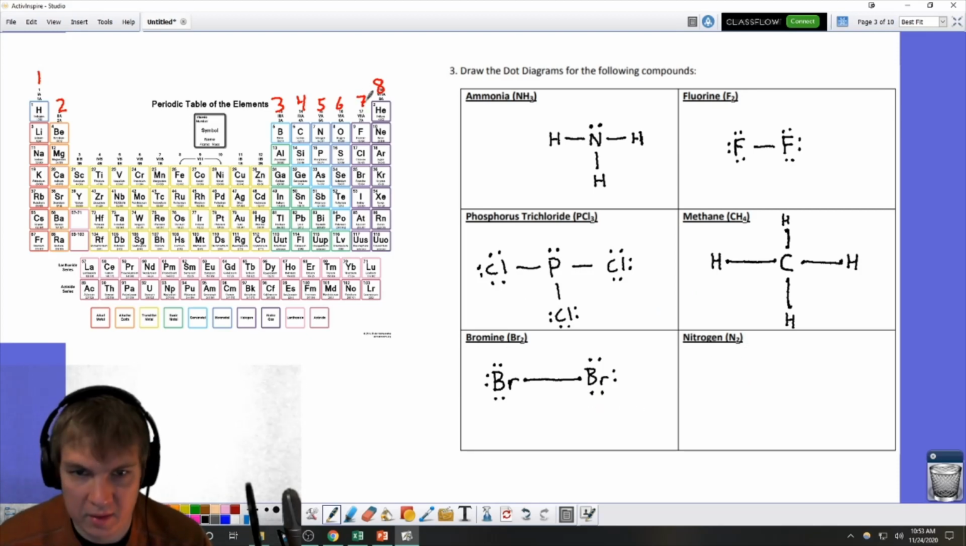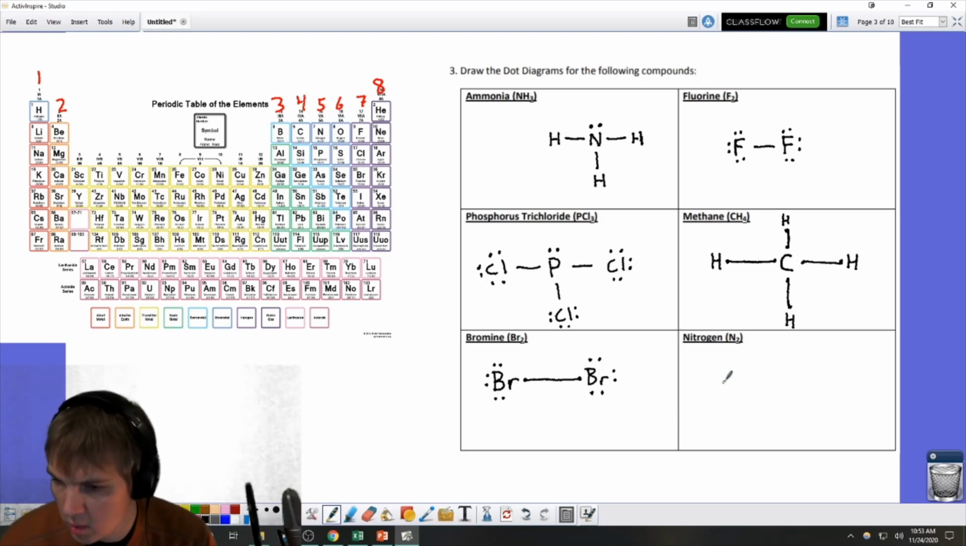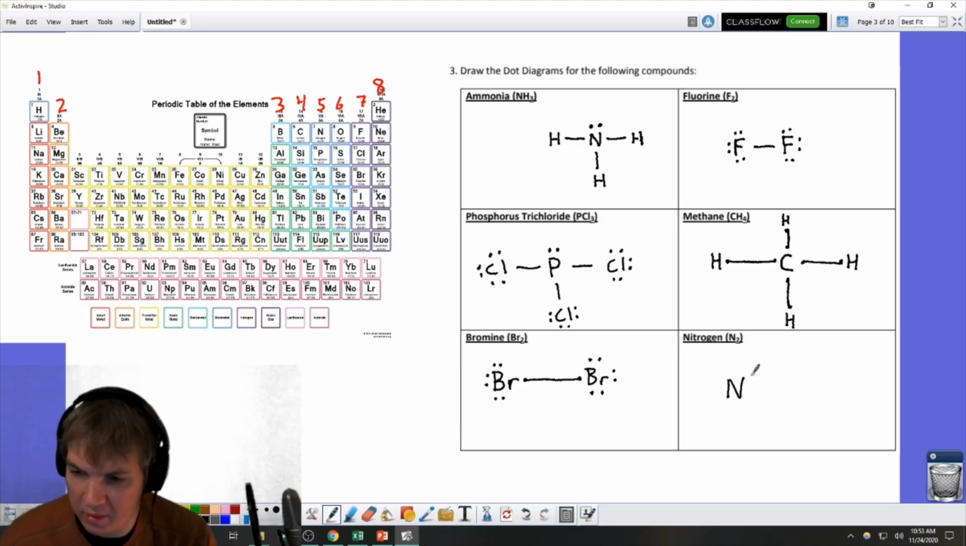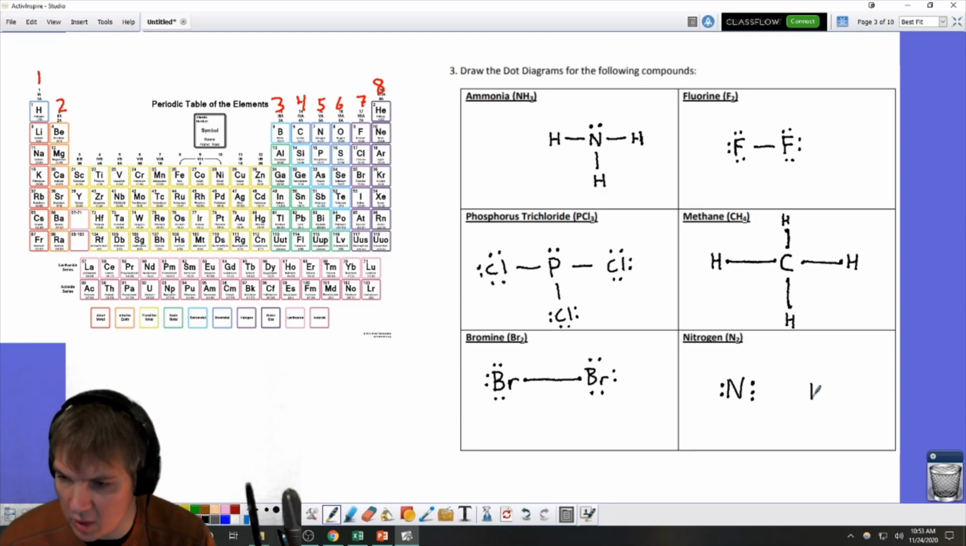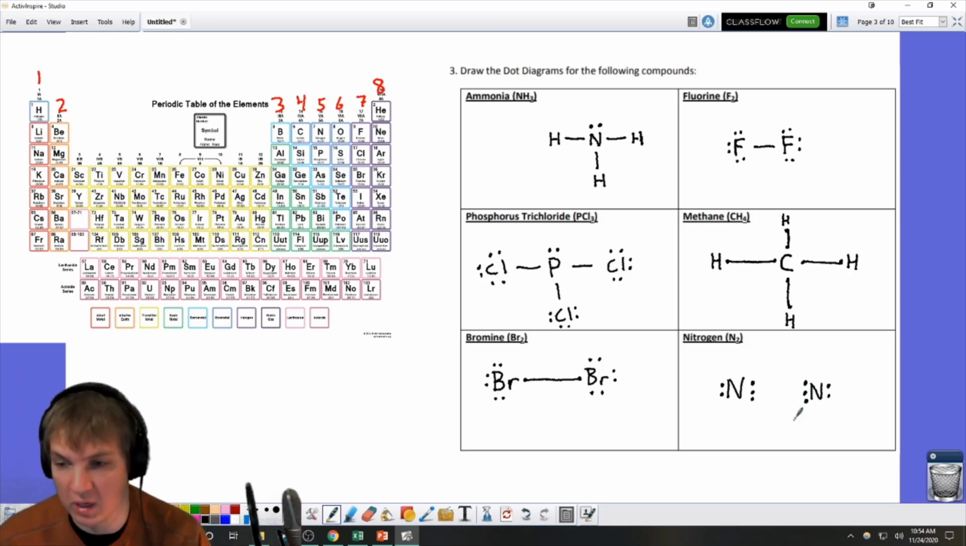Nitrogen has 5 valence electrons, so we're actually going to draw out 2 nitrogens with 5 valence electrons. Now I'm kind of going to break the rule here. Typically you would only draw 2 per side. I'm going to break the rule and put 3. 1, 2, 3, and then 2 here. And the reason why I'm doing this is because I already know what this is going to look like, and I don't want to have to clean it up again later. Once you practice this enough, you kind of get an idea of what's going to happen.